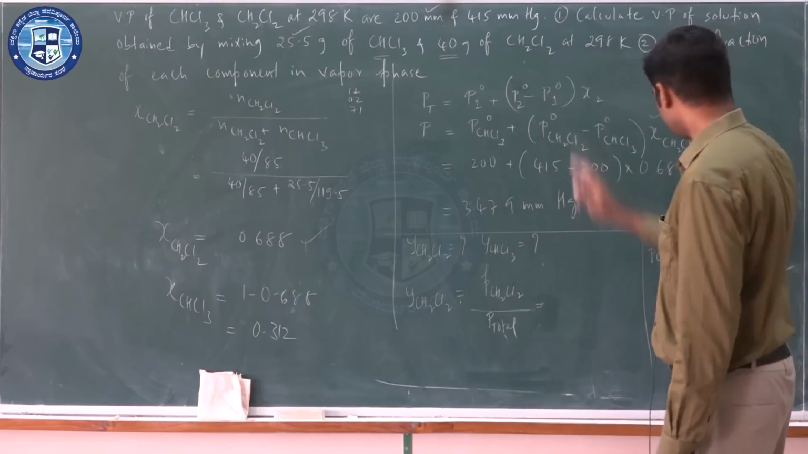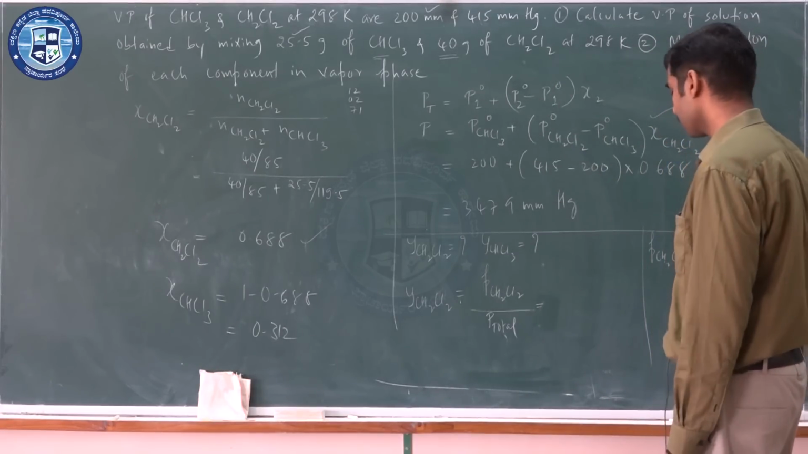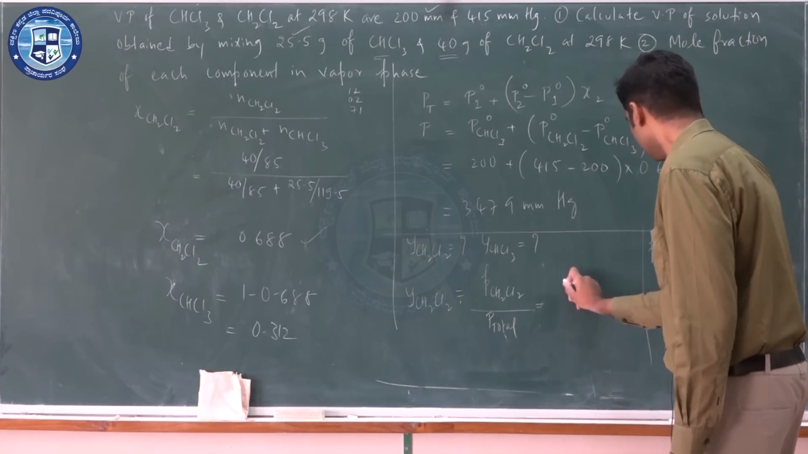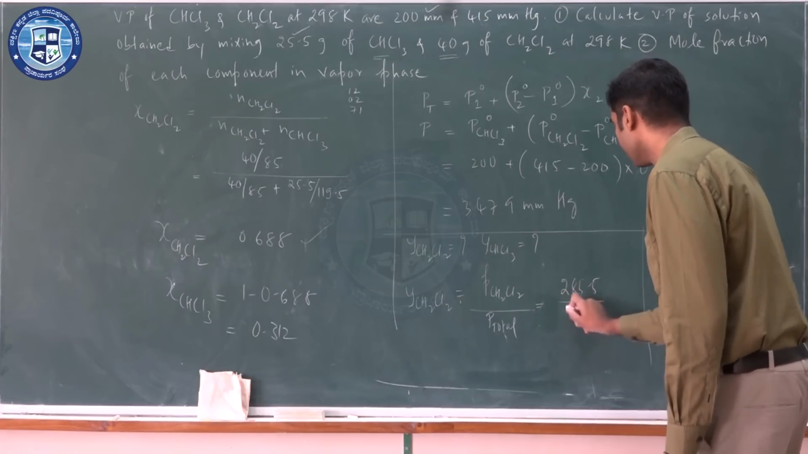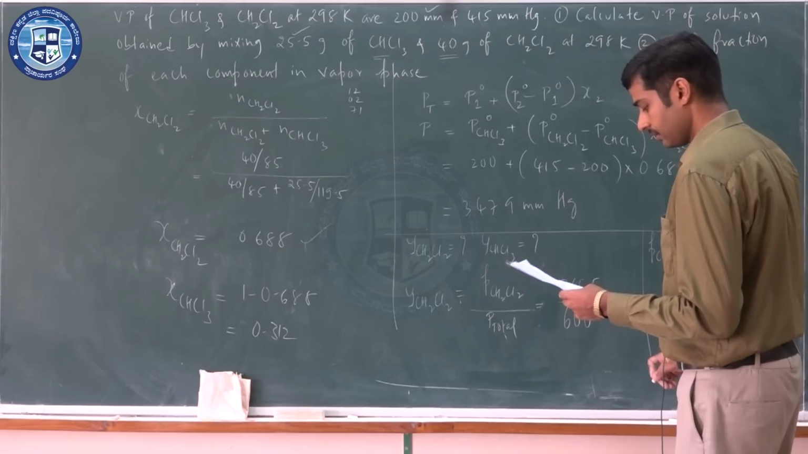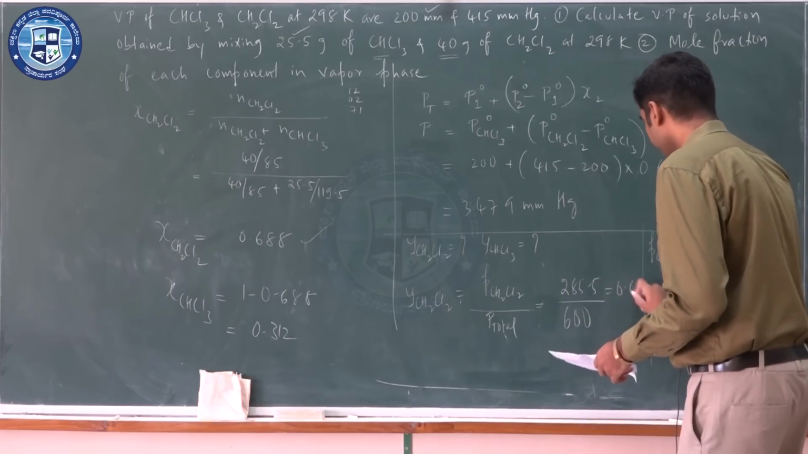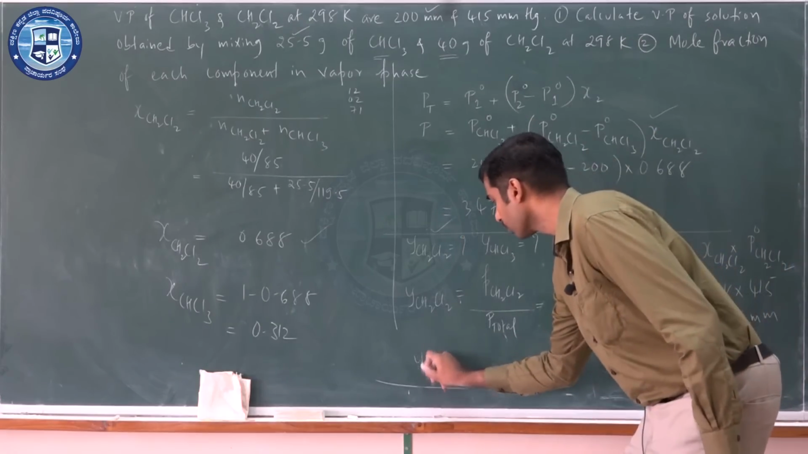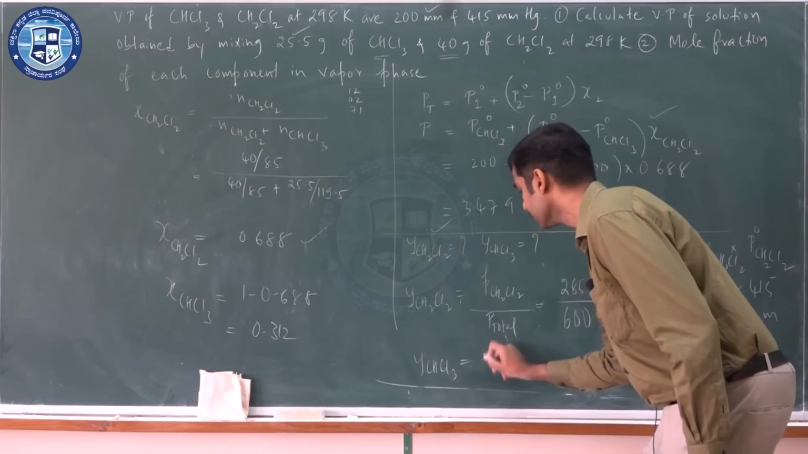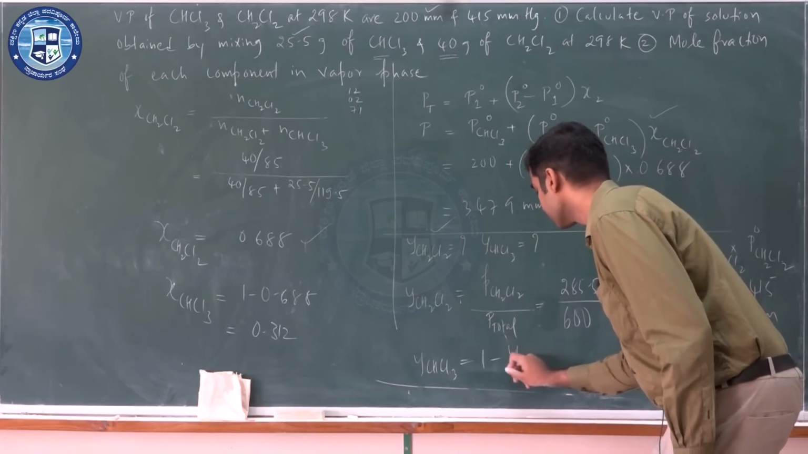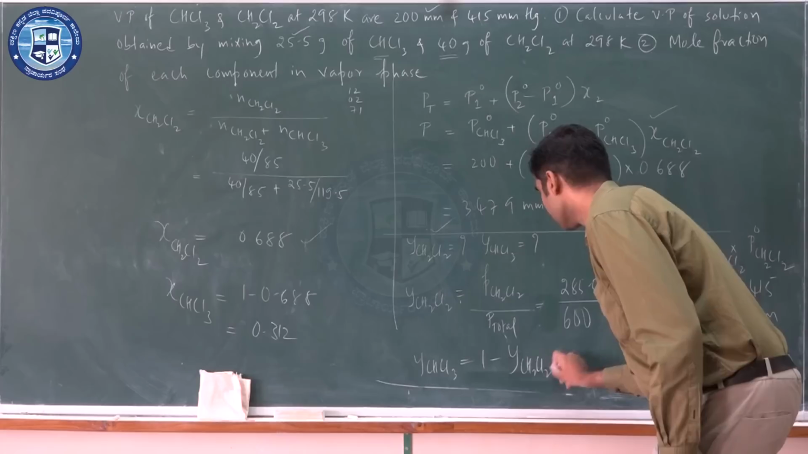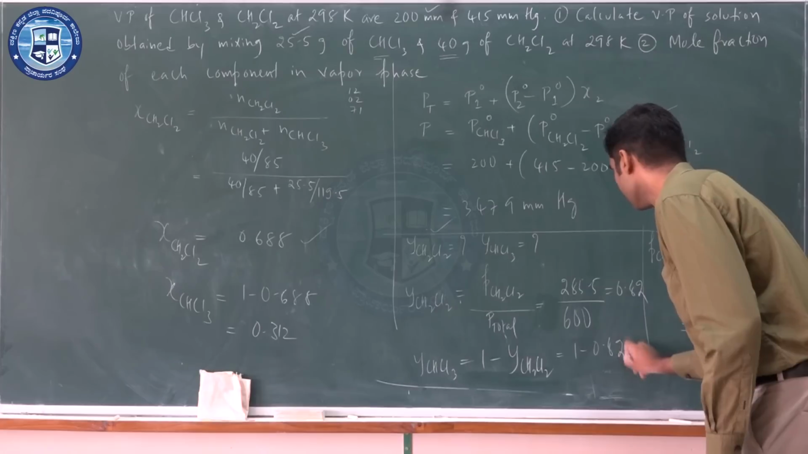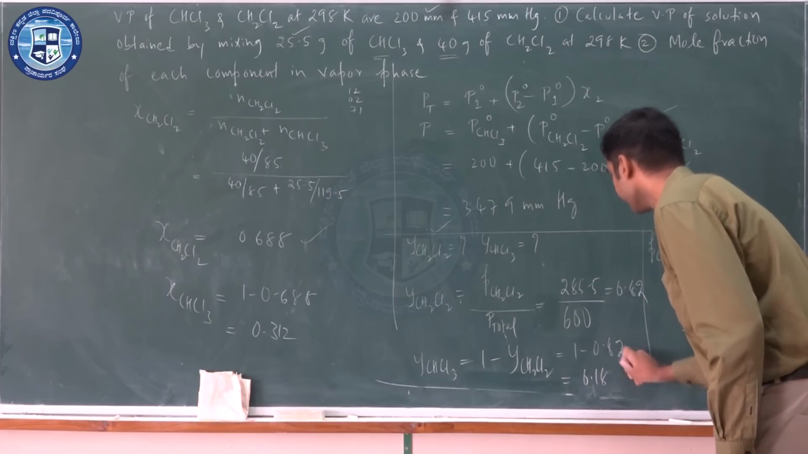So, this I substitute. P total is 600. This value I have obtained on the basis of Raoult's law. In solution, I know the mole fraction and I have done this calculation. This is 285.5 divided by P total, 600. I get a value of 0.82. Once I get the mole fraction of dichloromethane, getting the mole fraction of chloroform should not be difficult. This is 1 minus the mole fraction of dichloromethane, which is 1 minus 0.82, I get a value of 0.18.